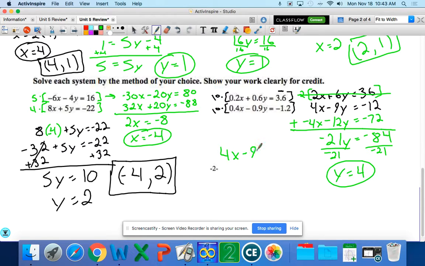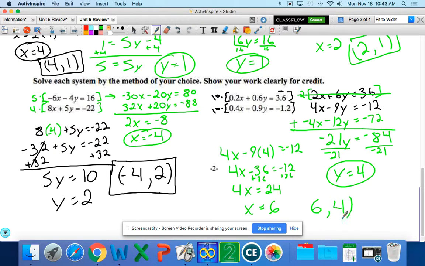4x minus 9y, well, y is just a positive 4. So 4x minus 36 equals negative 12. 4x equals, this would be add 36, 4x equals 24, and thus x equals 6 for a final answer of 6, 4.